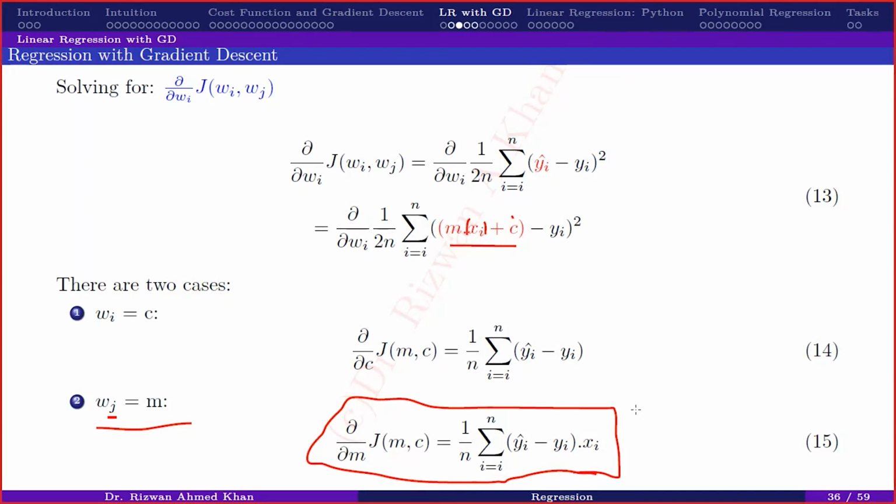Any query in this solution? Any query right now? No, sir. Is this clear?